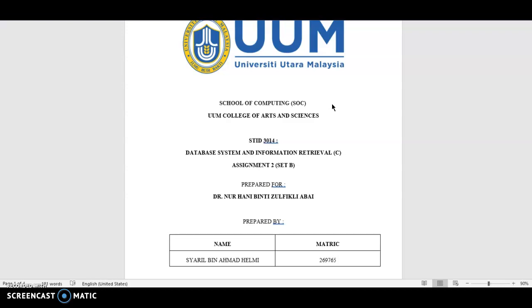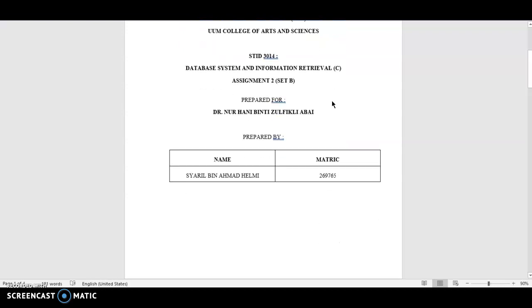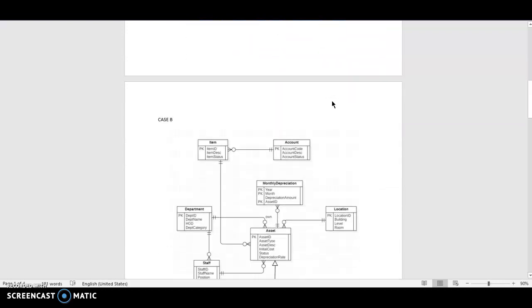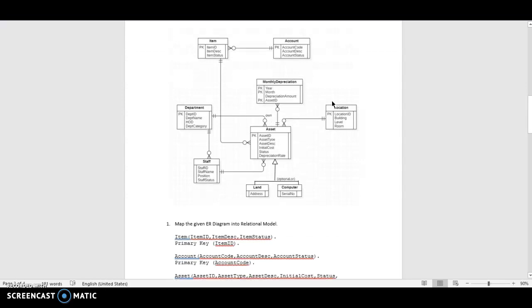Today I'm going to present about my assignment 2, which is set B. So the first question is about mapping the given ERD into the relational model.